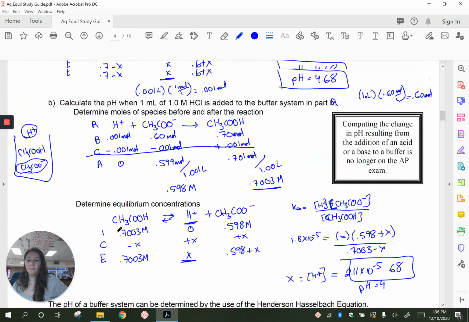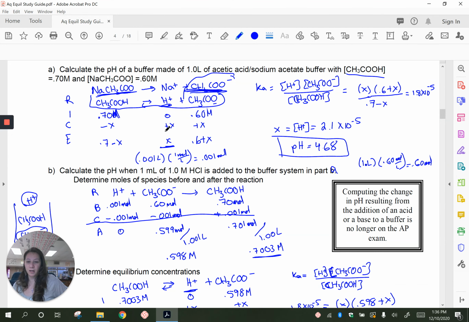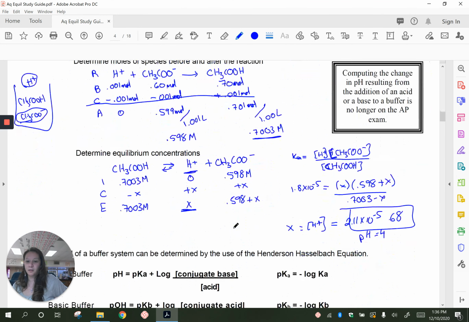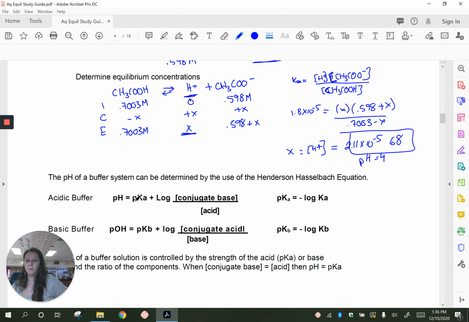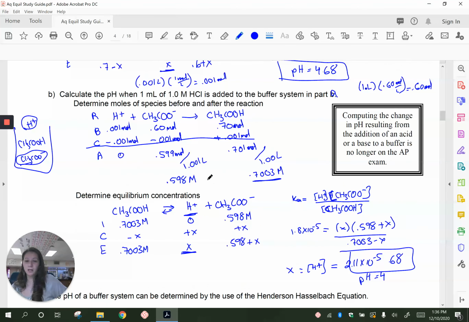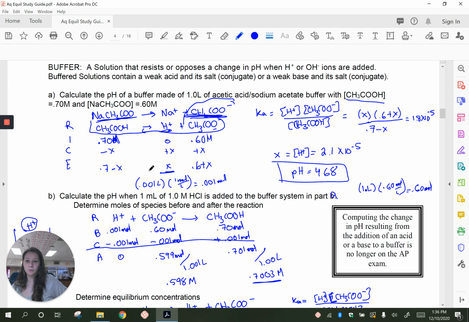Both have to be there, so it has to be a buffer. And so if I'm calculating this right here, the pH of just my buffer, I could use the Henderson-Hasselbalch. So pH would be equal to pKa, so negative, P means negative log, right? So negative log of the Ka value, plus log of the conjugate base, so the acetate ion, over the acid, which is the acetic acid. So if I were doing this here, I'd do pH is equal to negative log of my Ka value, which is this right here, plus log of my acetate ion concentration, which is 0.60 molar, divided by the acetic acid, which is 0.70 molar, and that's it. No need for an ice chart.